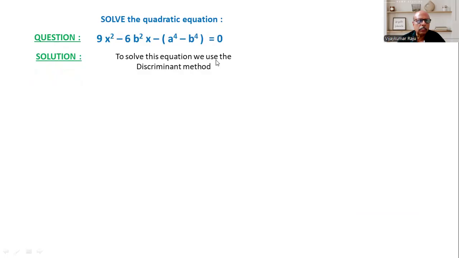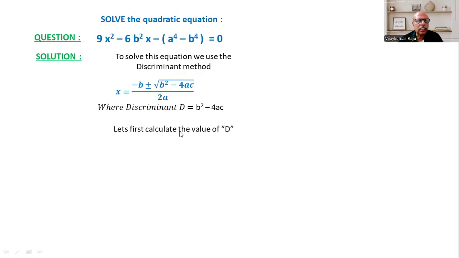To solve this equation, we use the discriminant method. What is the discriminant method formula? x is equal to minus b plus minus square root of b square minus 4ac upon 2a. Here, the discriminant is denoted by capital D, and it is b square minus 4ac. So b square minus 4ac is the discriminant. This part is the discriminant, which is inside the root.